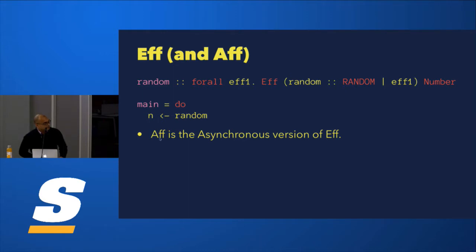Aff is extensively used in the Halogen UI framework, and Aff is the asynchronous version of Eff. So it has the same signatures, the same context, and it's asynchronous. So that's what's mostly used in the UI framework.